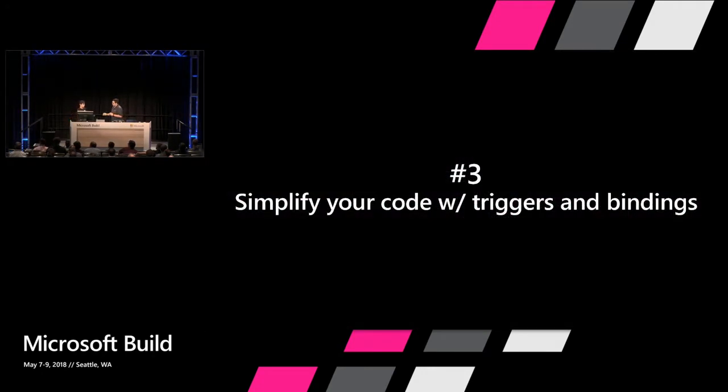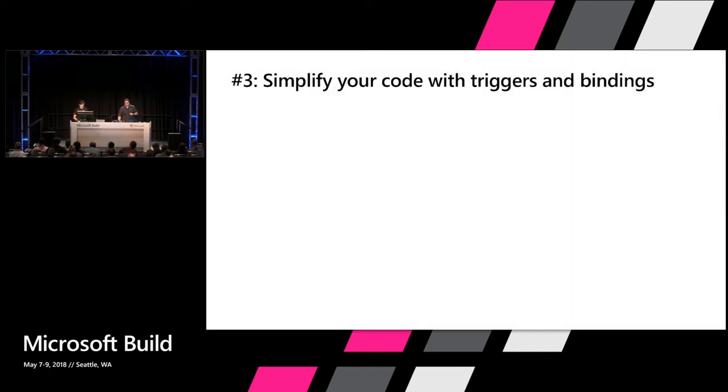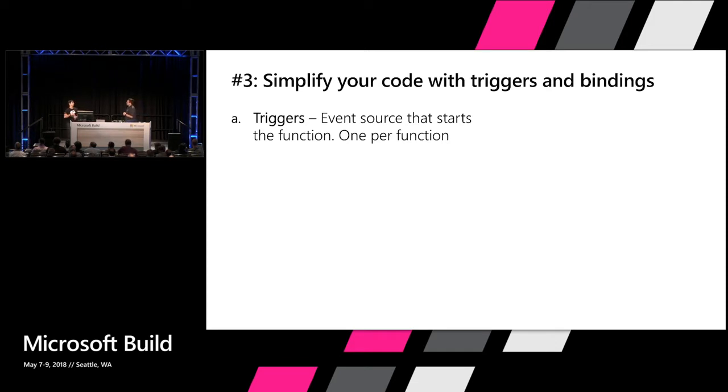Okay, so number three, simplify your code with triggers and bindings. Triggers you are likely familiar with. We've already talked about this some. This is the event that's going to start your function. This could be: I've added a new file into blob storage, a new message is on some queue ready to be processed, or someone has hit this HTTP endpoint.